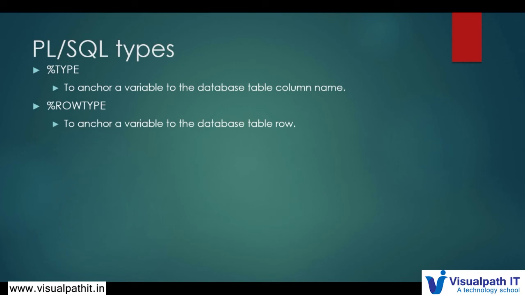And the second is rowtype. Similarly, percent rowtype anchors the variable to a database table row. The entire table row it will anchor. Anchor means it will entitle to a complete row, so with that single variable we can access the values of a complete row. This is percent rowtype. How to do that and how it works we'll see in the practical portion. Okay, let's do this.